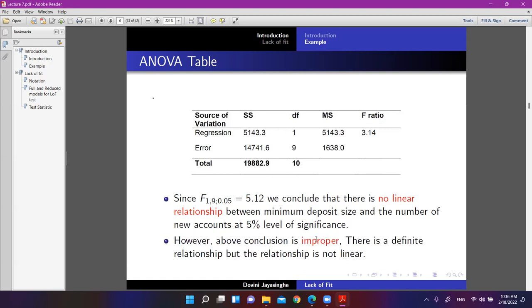But this is still problematic. Why? This conclusion is improper. There is a definite relationship, but the relationship is not linear. Actually, this is the case. By checking this hypothesis, what we get is that there's no significant relationship between the two. As long as we are dealing with linear regression, how we interpret it is that there's no significant linear relationship between the two, which implies that there's no relationship between the two variables.